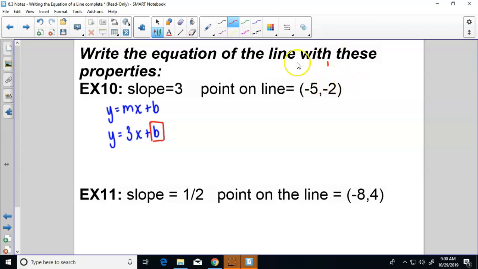So anytime you have a point on the line, those points can be plugged into your equation. So this negative 5 is your x coordinate, and this is your y coordinate. So I can plug those numbers in for x and y in this equation. And if I do, the only letter I'll have left is b. And then I can solve for that b. So my x coordinate is negative 5, so I'll have 3 times negative 5 plus b over here. My y coordinate is negative 2, so I'll plug in my negative 2 over here.